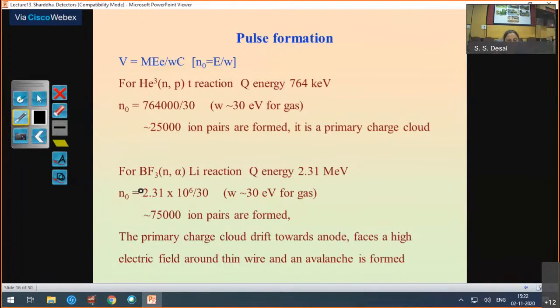Whereas in the case of boron-10 in the BF3 gas, the absorption reaction is (n,alpha), and the Q energy of the boron (n,alpha) reaction is 2.3 MeV. So here see the Q value is very high. Again we take 30 eV as the work function. We get 75,000 ion pairs for the same single neutron. It depends on what the Q energy of our interaction is. So this contributes to the primary ion pairs of the detector, and further it is amplified.